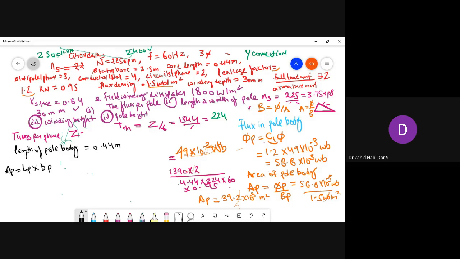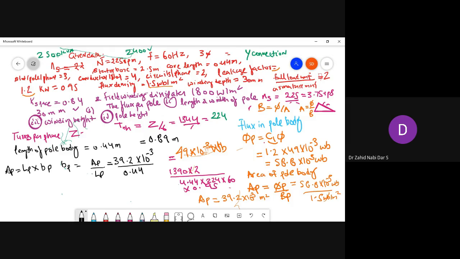The length of the armature core is given, so can we calculate the breadth? The area is also known, so the breadth would be equal to AP by LP. This AP value we calculated just now, 39.2 into 10 power minus 3, divided by 0.44. This total value happens to be 0.89 meter.